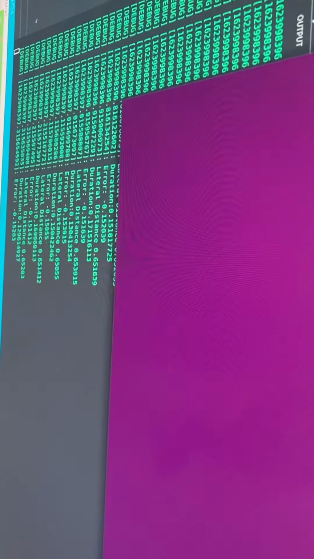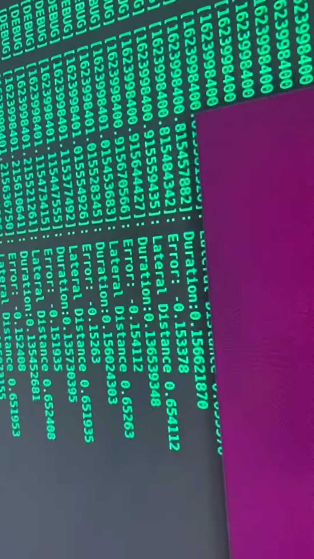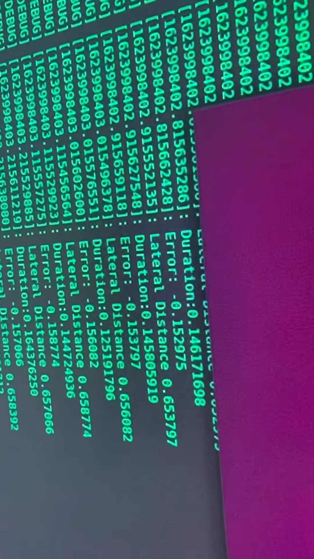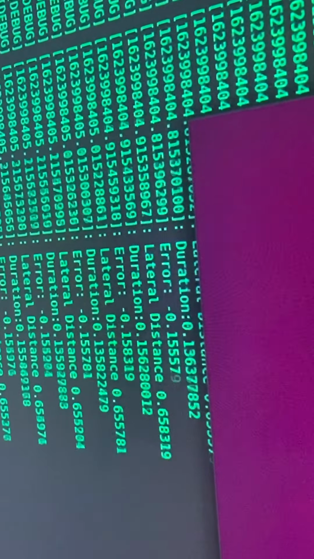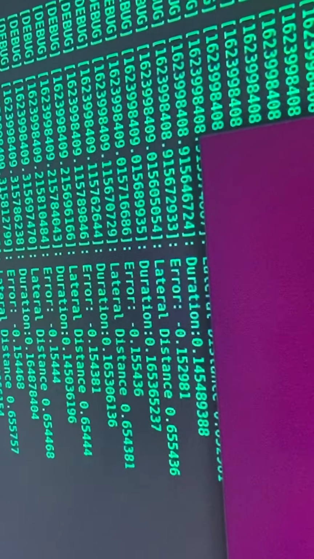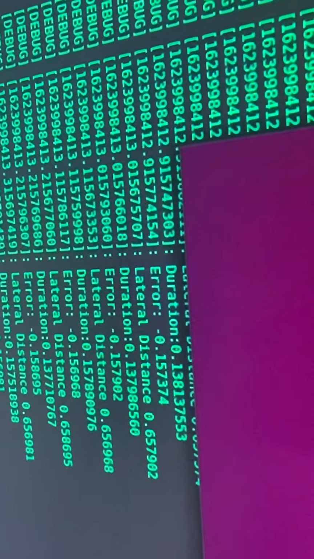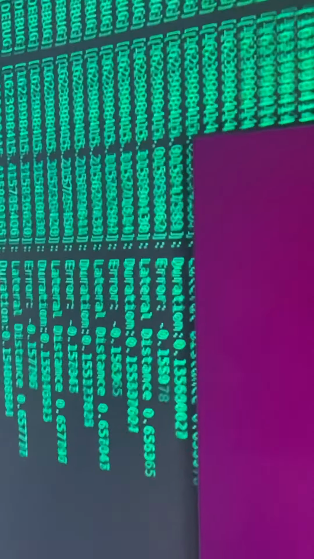And it is currently running, and you can see the lateral distance that it calculates is 65, and the error is 0.15 because the target distance is 0.5.